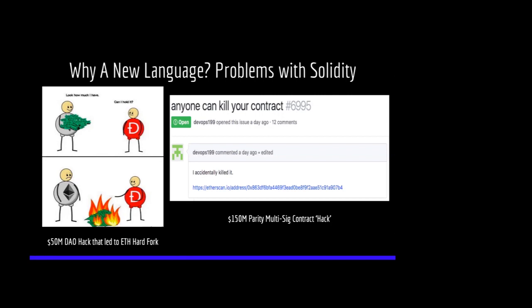To an extent, it was a fault of how they had designed Solidity. And the blockchain space was still new back then. And we also had this $150 million Parity multi-sig contract hack. In this hack, a noob was playing with Parity's multi-sig contract, and accidentally killed the contract, and he opened a GitHub issue. This screenshot is actually quite old. Currently, his GitHub account is deactivated, so you can't see it. But that's what happened. He opened an issue saying he accidentally killed the contract.